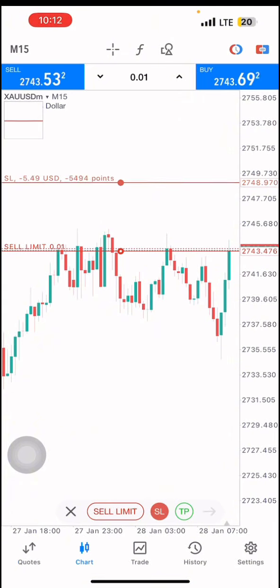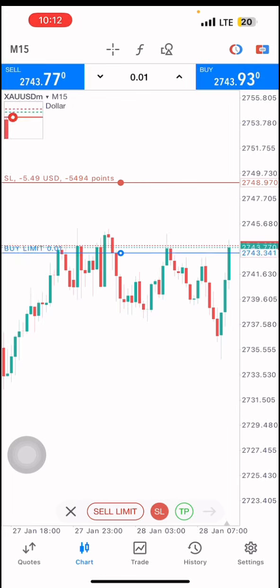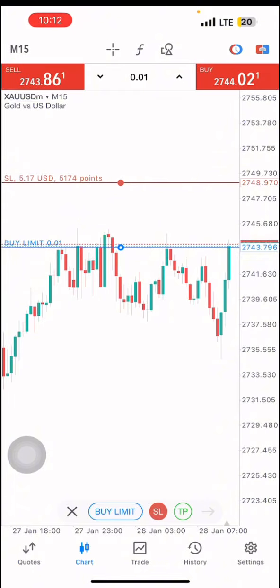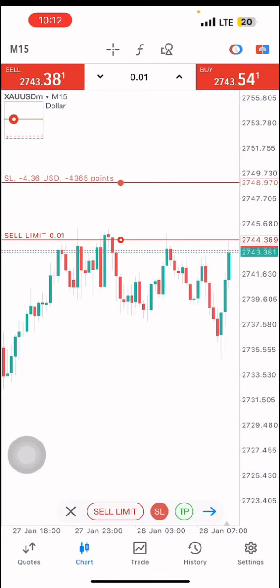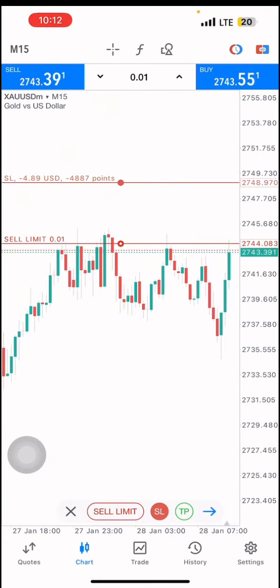The first question I ask myself is, if this trade hits SL, am I comfortable with a $5 loss? If the answer is yes, then I take the trade. If the answer is no, then I maybe wait a little for 2744 to hit. 2744 might not hit, but I might just say, okay, let me just wait. If it reaches, it reaches. If it doesn't reach, it doesn't reach, right?